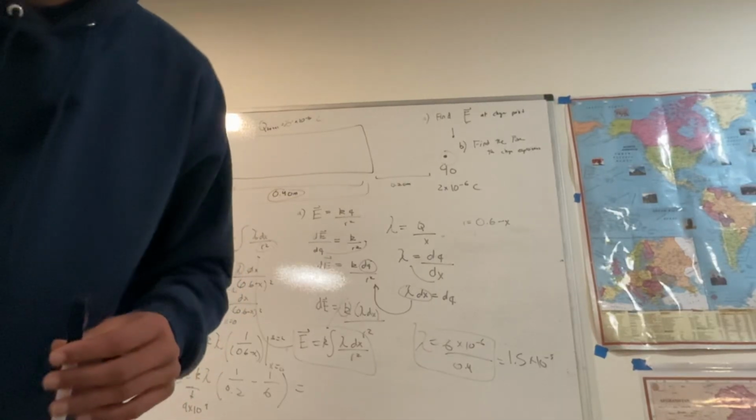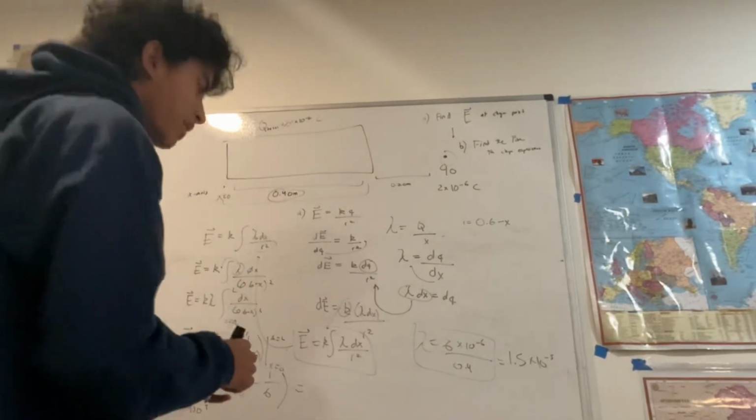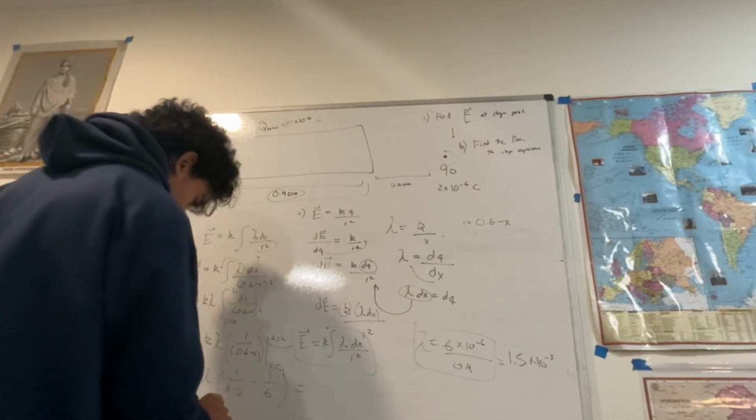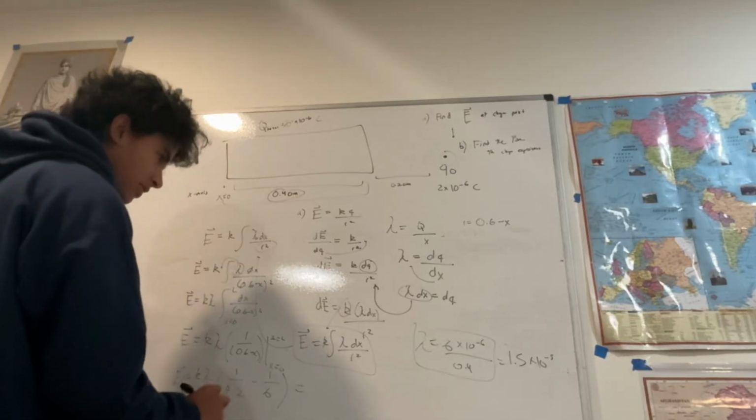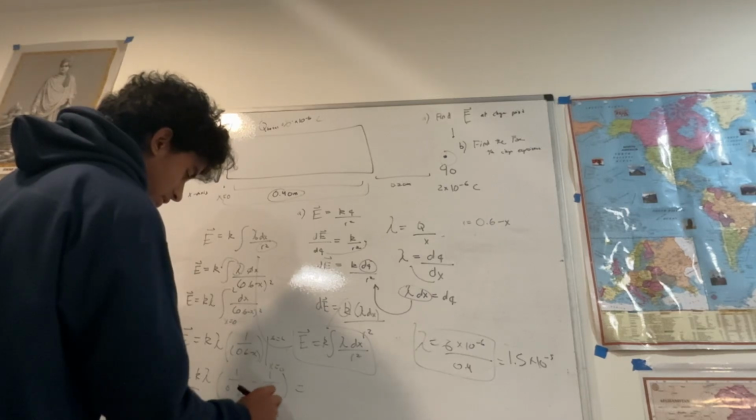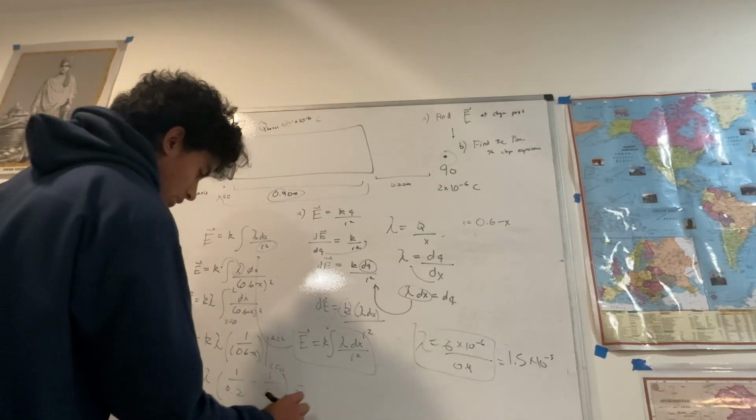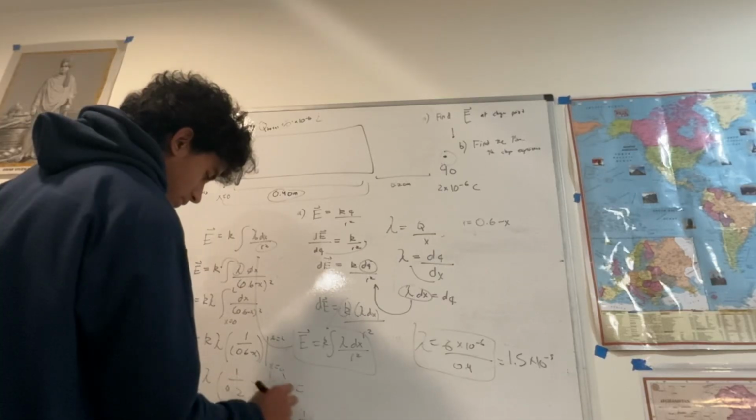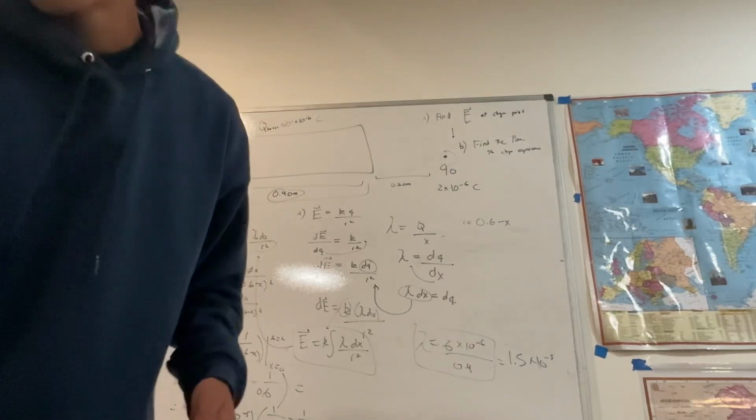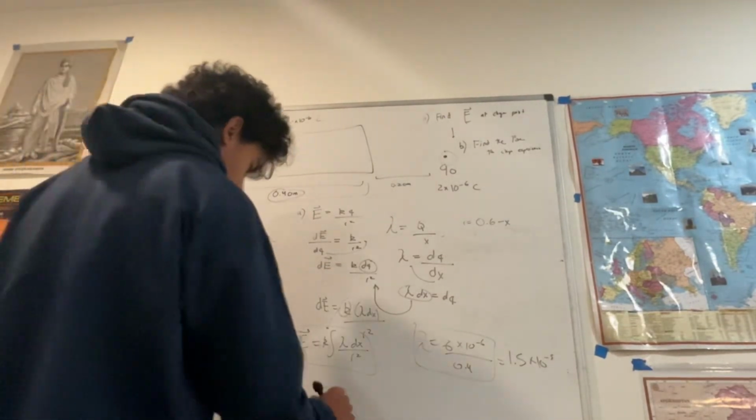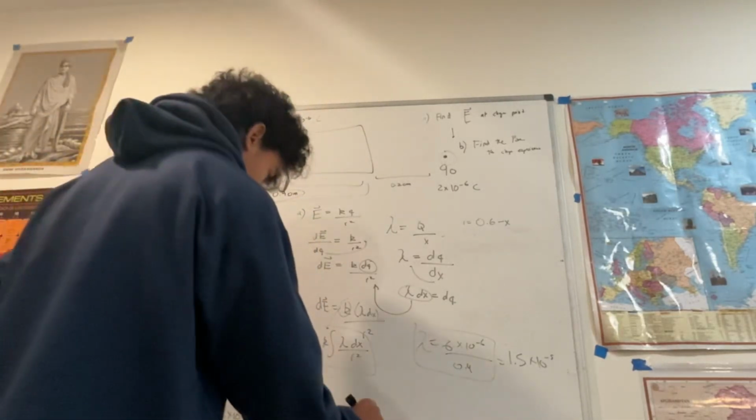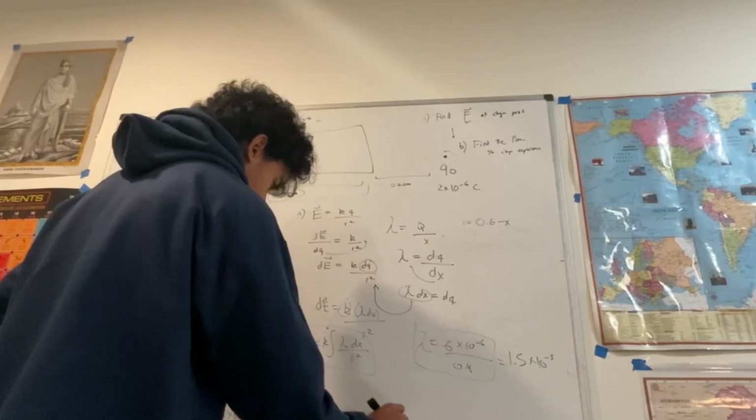Now we have our lambda, we have our k, so we just sub it in. 9 times 10 to the 9th times 1.5 times 10 to the power of negative 5 times 1 over 0.2 minus 1 over 0.6. And we get that our value is approximately 4.5 times 10 to the 5th newtons per coulomb.